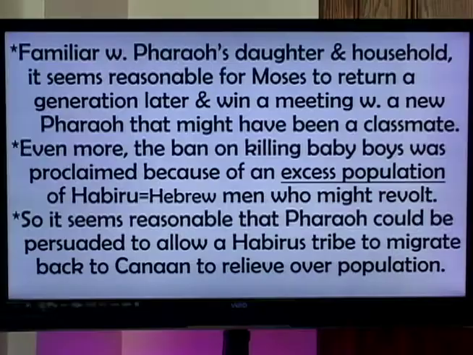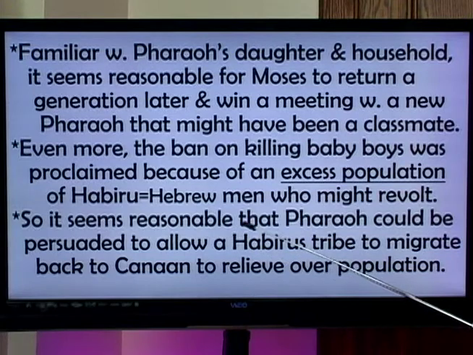We go on to our next screen and we read, familiar with Pharaoh's daughter and household, it seems reasonable for Moses to return a generation later and win a meeting with a new Pharaoh that might have been a classmate. Even more, the ban on killing baby boys was proclaimed because of an excess population of Habiru Hebrew men who might revolt.